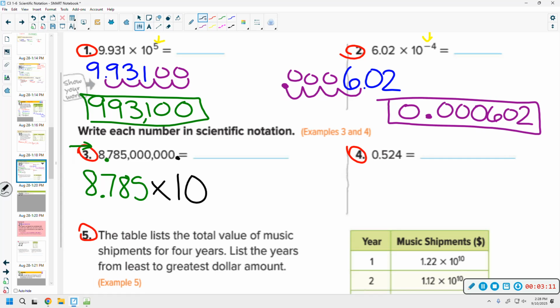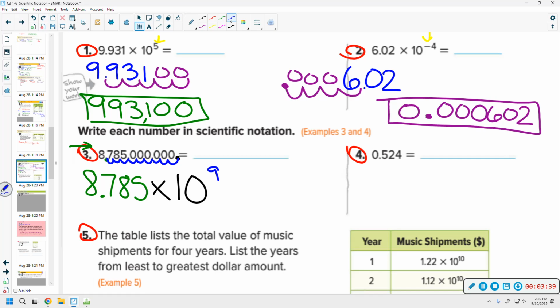Great. Okay, I've had a couple people on the homework not write that part out because the online portion doesn't make you type it out. So they haven't been writing it, but you still have to write that on your paper. Okay? Then I can count and see I've moved it 1, 2, 3, 4, 5, 6, 7, 8, 9 times. Guys, is it going to be a positive 9 or a negative 9? Positive, because it started as a big number.